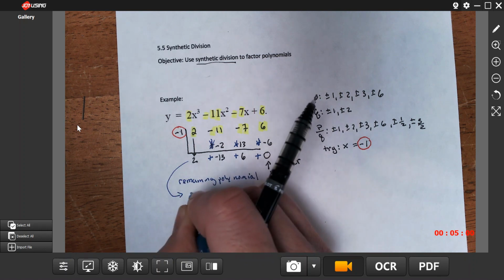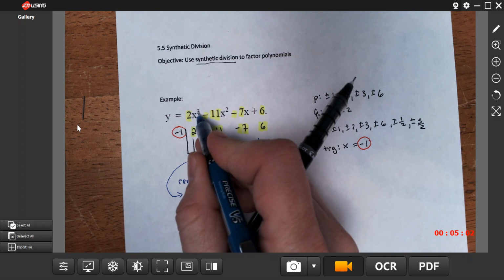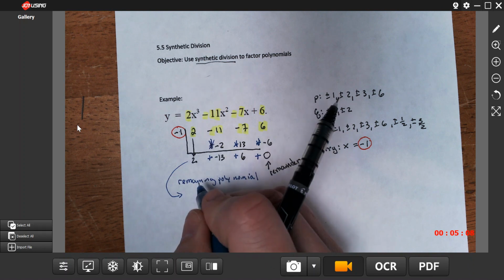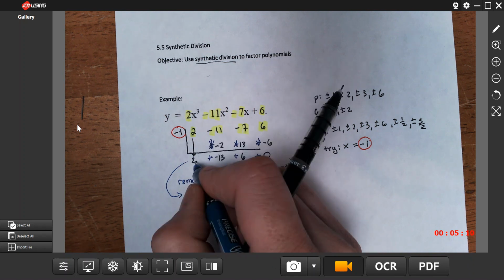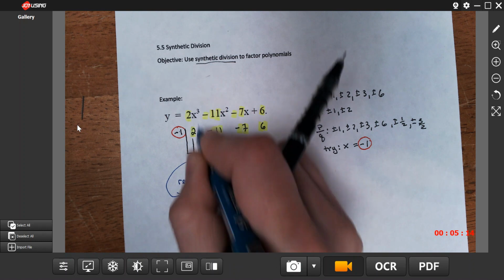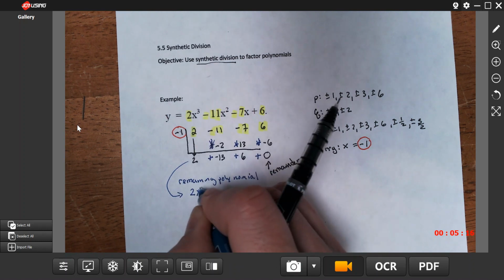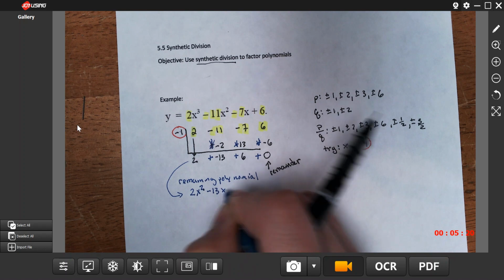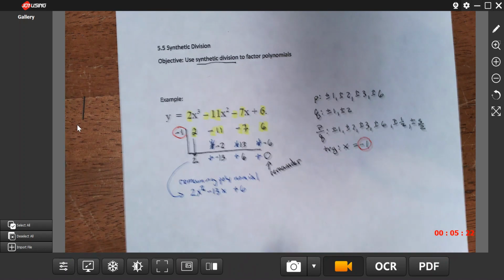has these coefficients. So I started with a cubic. I factored out a linear factor, meaning degree 1. So I should have a quadratic left. It's always 1 degree less. So this would be the coefficient on the first term. Since that was cubic, this would be a quadratic term, so x squared. And then negative 13x, and then plus 6.